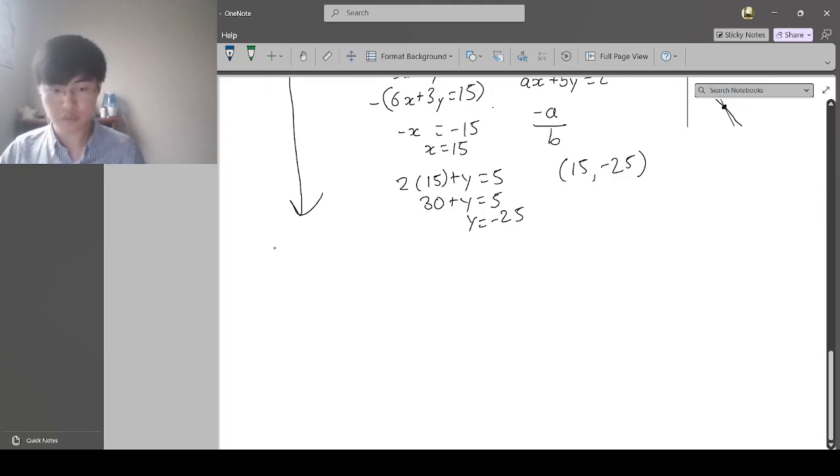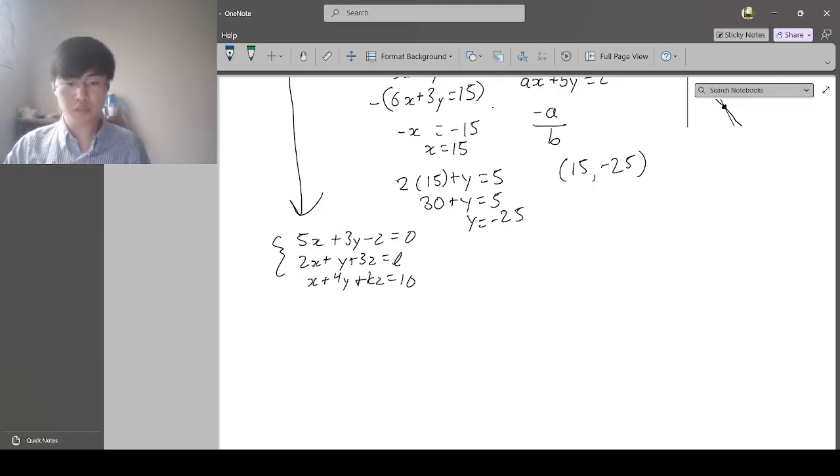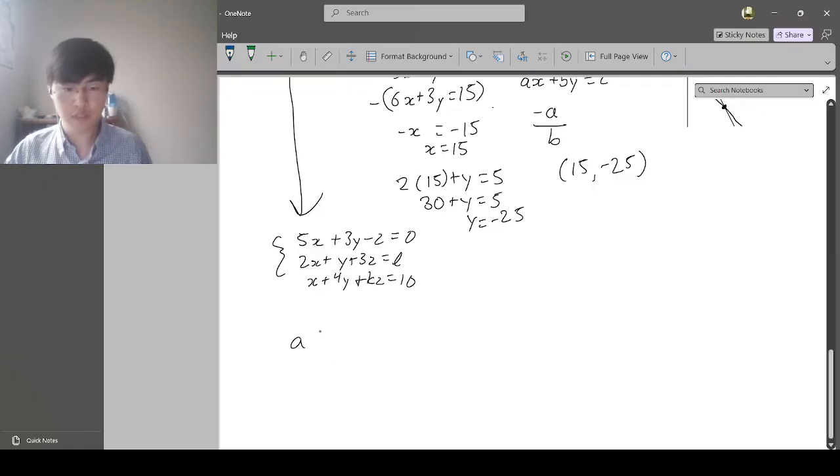So we have 5x plus 3y minus z is equal to 0, 2x plus y plus 3z is equal to L, and x plus 4y plus kz is equal to 10. Okay, so kind of the method we can use here is to get the same information.